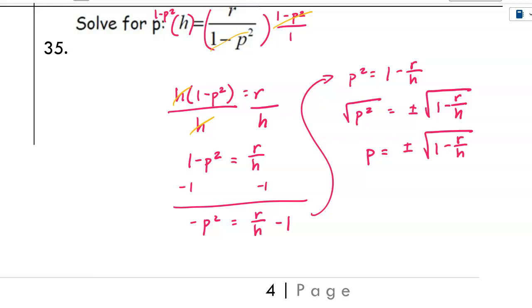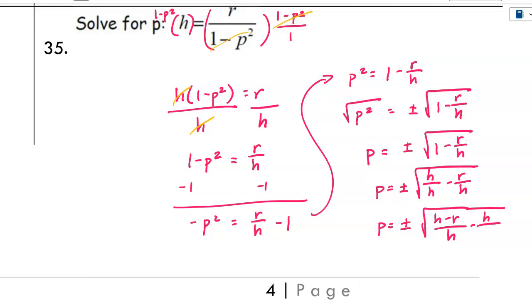But we have a radical h in the denominator. I'm going to go ahead and create a common denominator of h over h minus r over h, plus or minus, and we're going to get h minus r over h. Now if I wanted to take that h out, then I have to multiply top and bottom by h. P equals plus or minus, and we have a square root h times h minus r all over h.